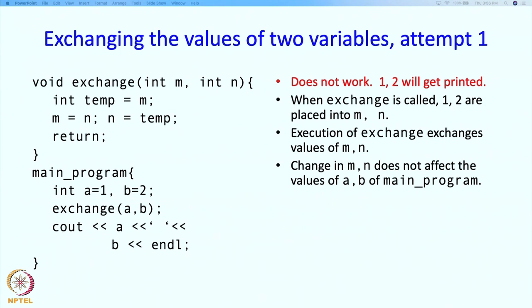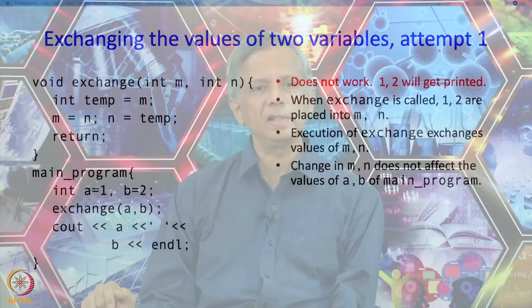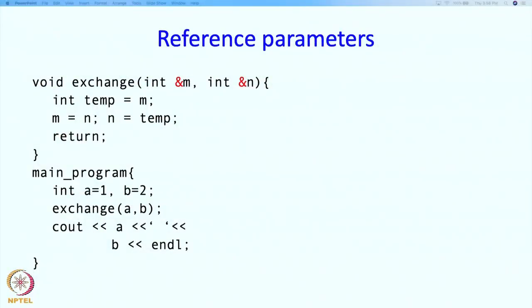Now how do you fix this? It turns out that the fix is actually very compact, very slight. It is just a matter of adding two characters, but they are kind of important characters. So let us see that. These are the two ampersands that you have to add. If you add those two ampersands, then this code will do what you expect it to do.